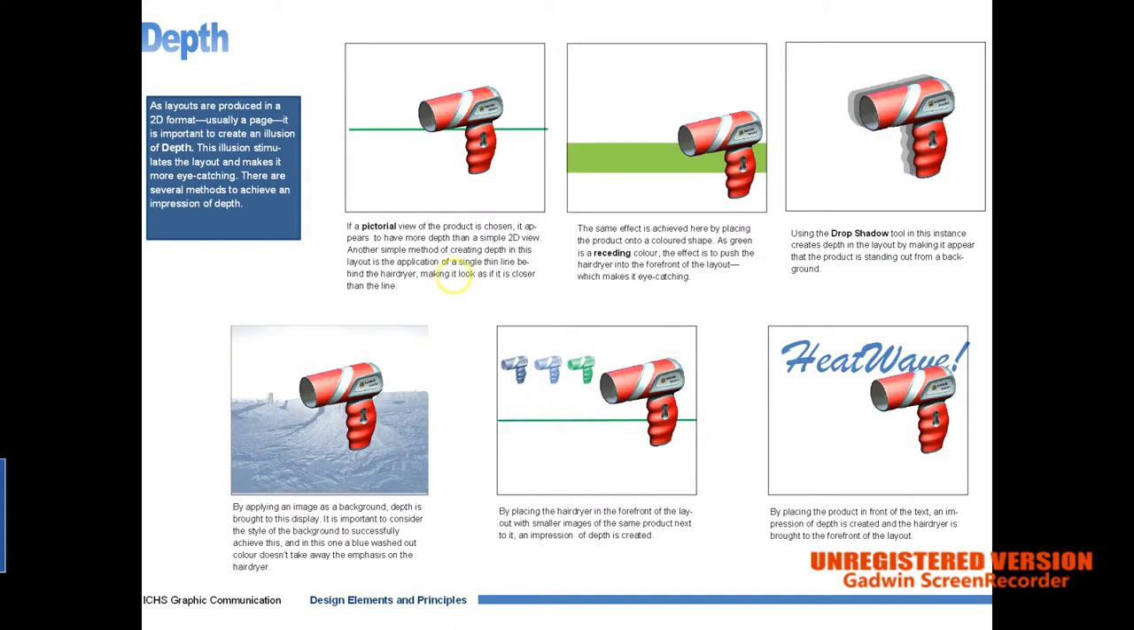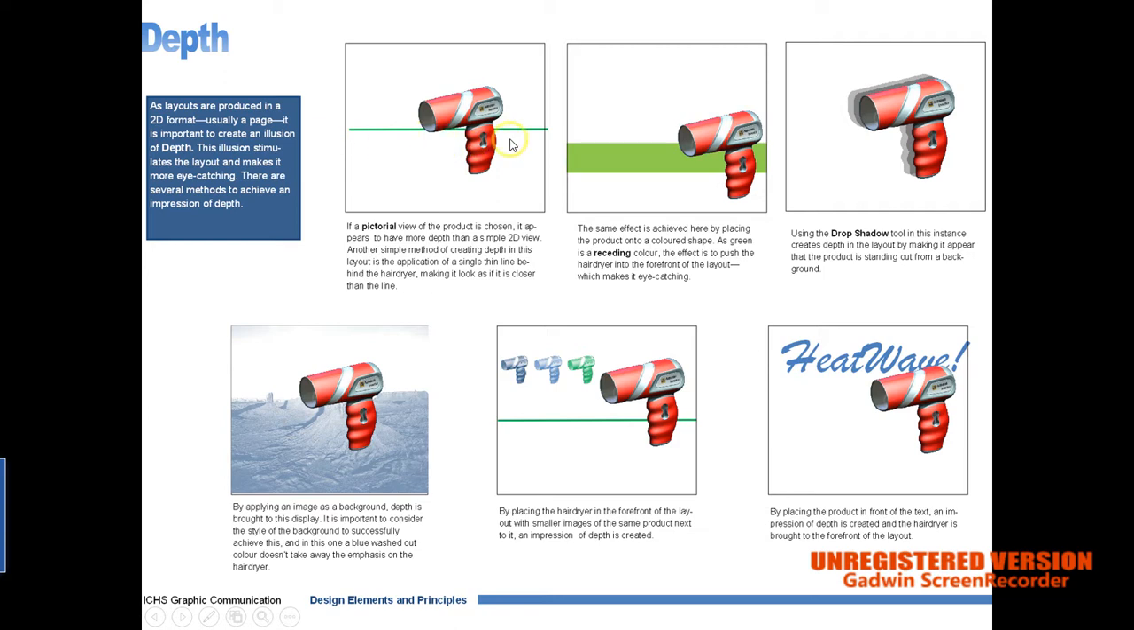Depth is probably one of the easiest ones to pick out. When we create a page, we are creating a 2D page, and we're trying to create this illusion of depth, this 3D look. It just makes it look more eye-catching, makes it look more realistic. So here are the methods to achieve depth, and some of them you might have used already.